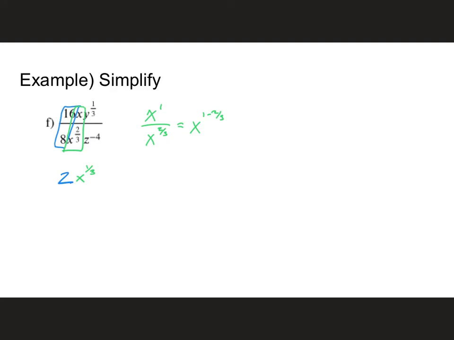Okay, so now the y. Y to the 1/3 power doesn't match with what's on the bottom, so it's just going to be y to the 1/3 power. And finally, z to the -4th. That's got a negative exponent, so when I see a negative exponent on the bottom, it moves up to the top. So now it's not -4, it's +4 when it's up on the top. That's my final answer. That one actually wasn't so bad.